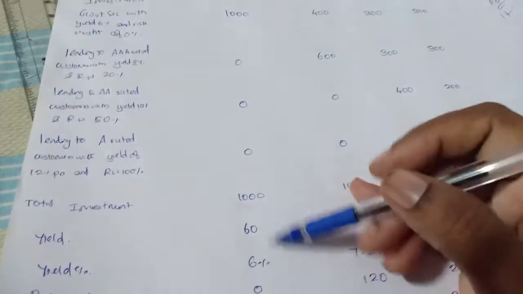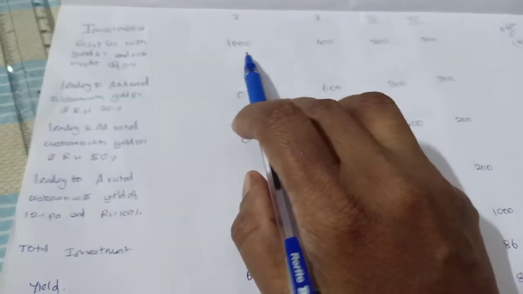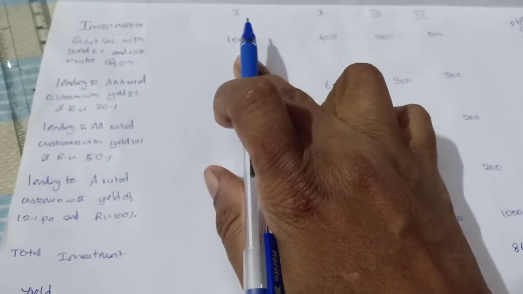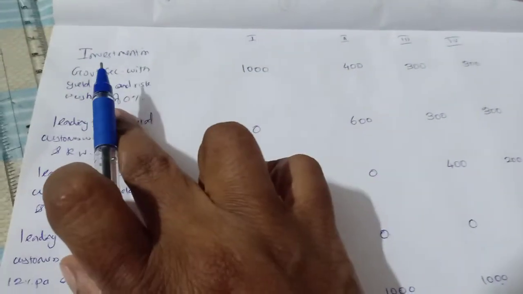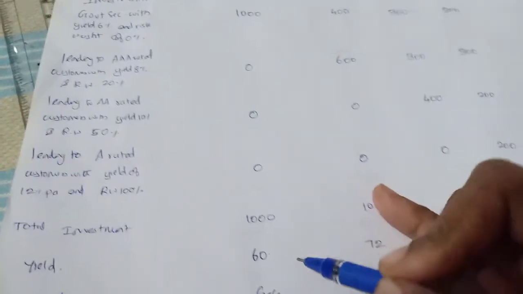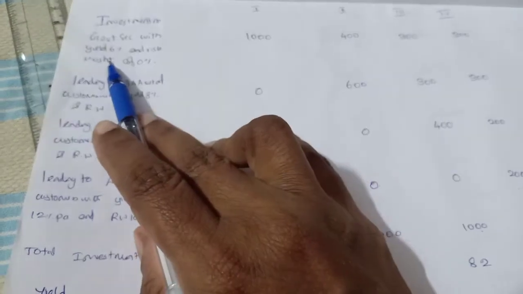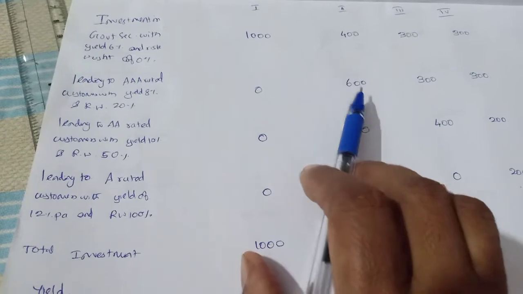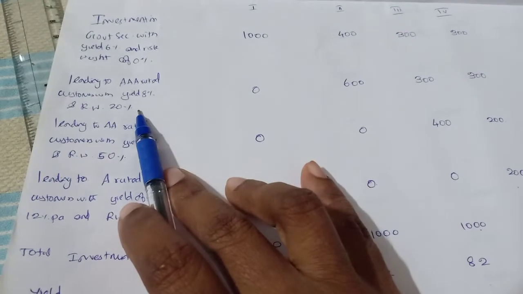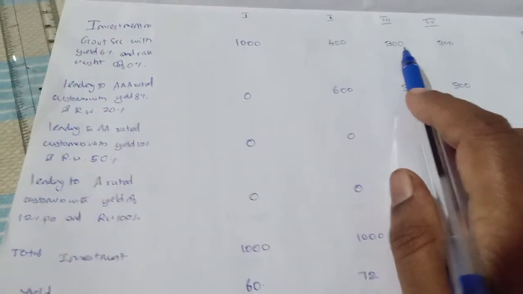So I am going to find the yield for this one. For the first option, the complete 1000 is invested in government securities. So 1000 into 6 by 100 gives 60. The yield is 60. The next one is 400 into 6 by 100 for government security plus 600 into 8 by 100, which gives 72.